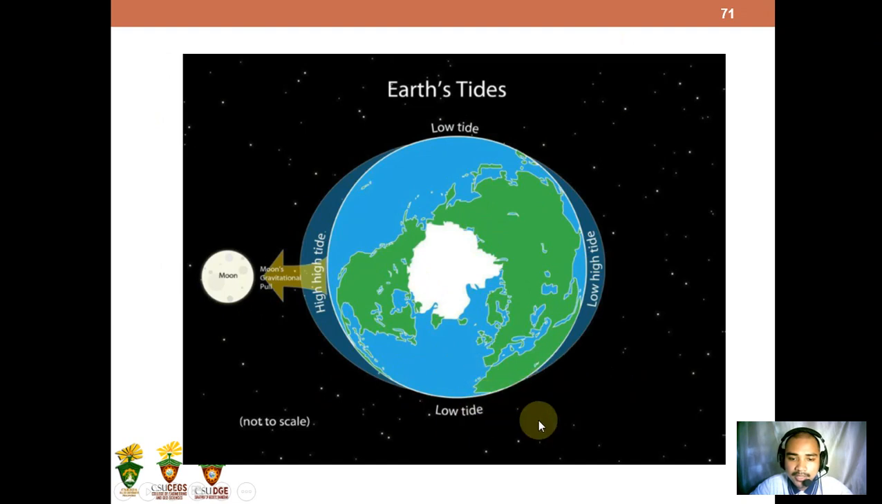We can say that the moon has a gravitational attraction or gravitational force, and also the earth has a gravitational attraction towards the moon. Kaya since si moon is mas duol siya kang earth, so there is a gravitational pull. Ang water sa earth mas bulge out siya diri sa part kung asa ang moon. So that's what we call high tides.